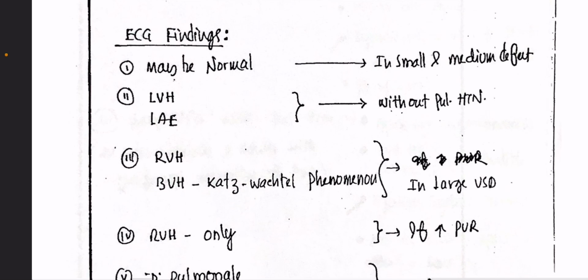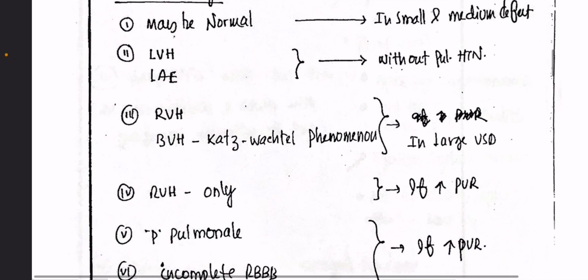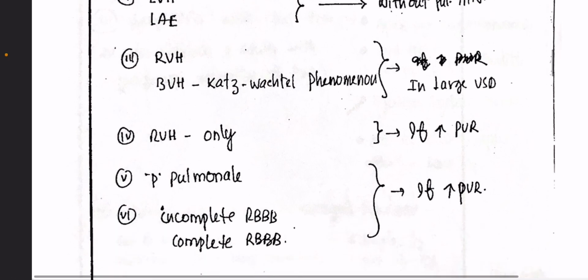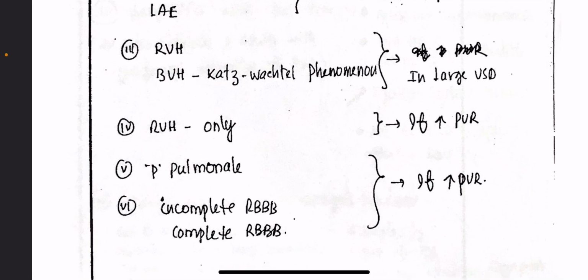In large VSD, there may be right ventricular hypertrophy, or biventricular hypertrophy, that is Katz-Wachtel phenomenon. RVH only in case of increased PVR. P pulmonale, incomplete RBBB or complete RBBB present in case of increased PVR.